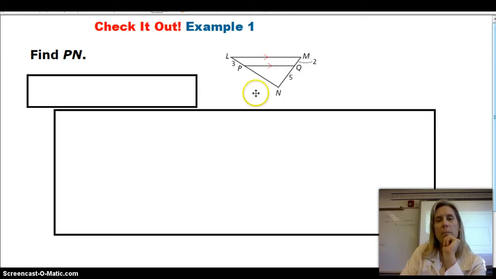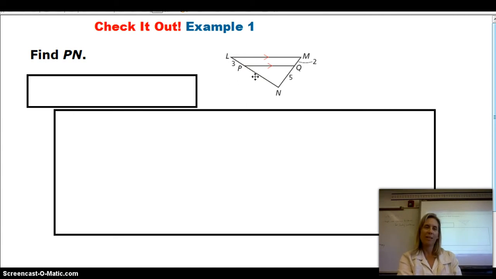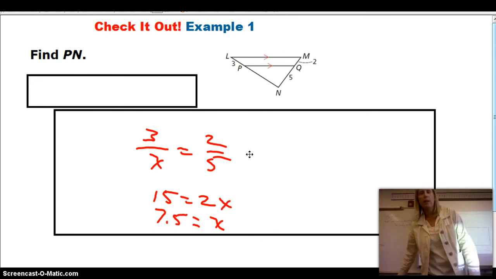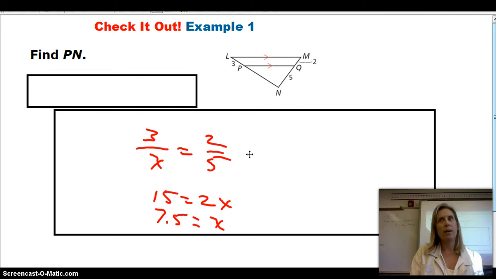Let's try it again. Find PN. It's easy, isn't it? And I'm going to ask Joey how you're setting it up. Okay, so I'm going to put 3 over x equals 2 over 5. So he has 3 over x. And how are you choosing to solve this one? I am using cross products. Okay, so you end up with what? 15 equals 2x, and then x equals 7.5, or PN. So the missing side PN equals 7.5.